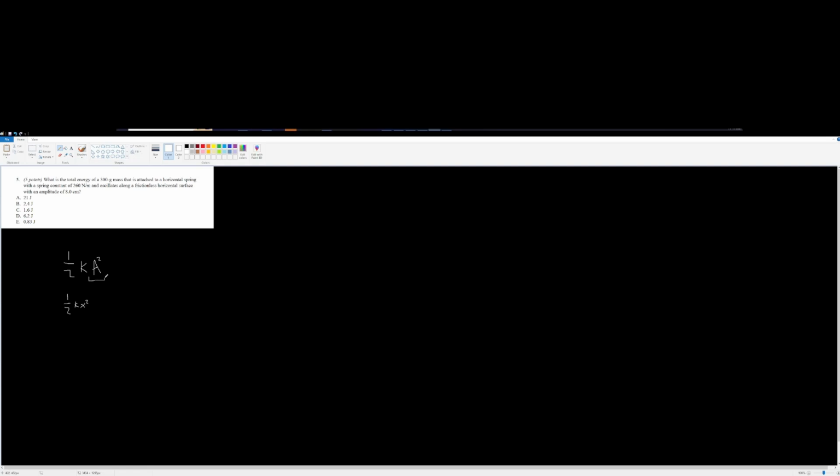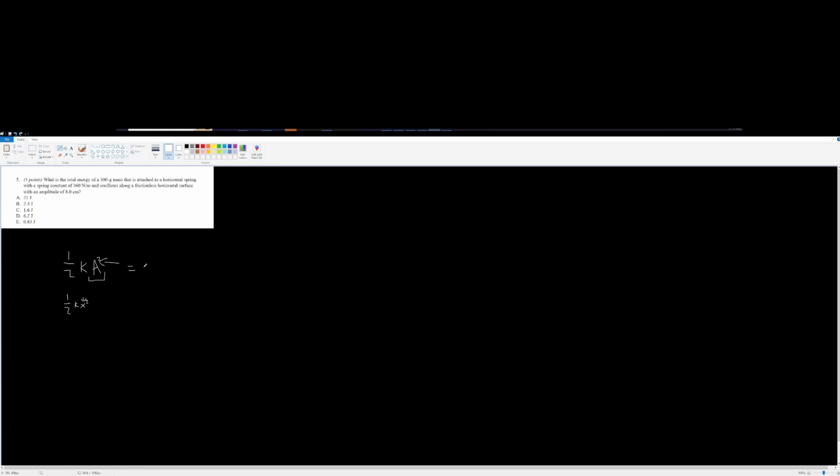In this case, we use A since the spring is stretched to its maximum length, and we consider the maximum length to be the amplitude of that spring system. So we're simply substituting A for x. So don't get confused if you ever see a formula that says 1/2 k x squared. This one applies to more problems, but in this case, we are using this one. So as you can see, the mass is actually not even relevant. It's a red herring in this problem. You don't have to use that 300 number at all.